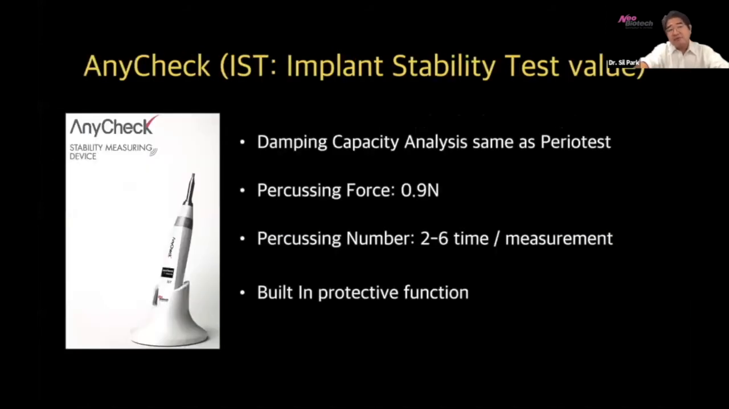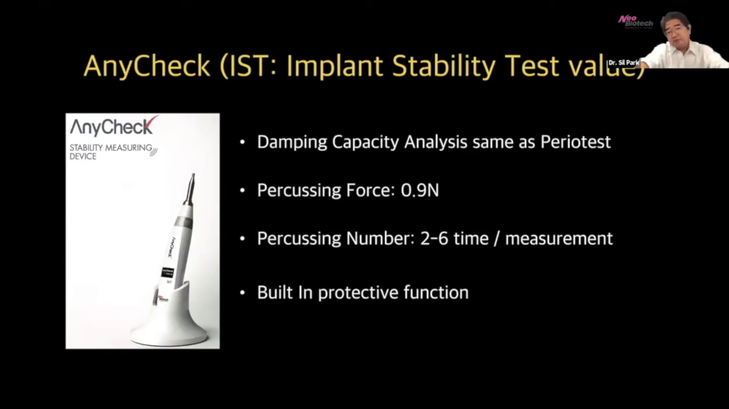So about 5 years ago, Neobiotech revisited those damping capacity analysis and then they improved a lot. So they decreased the amount of the force about 30%, 0.9 Newton, and then instead of the 16 times hitting, it changed into the 2 to 6 times per measurement. And also it has a very good protective function on it.